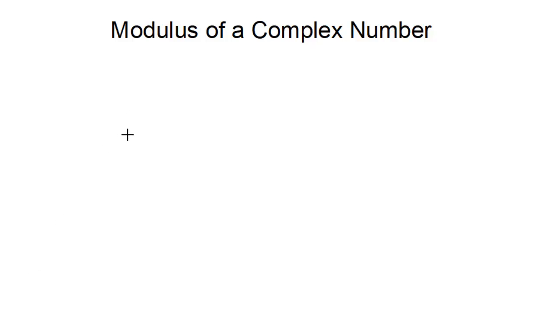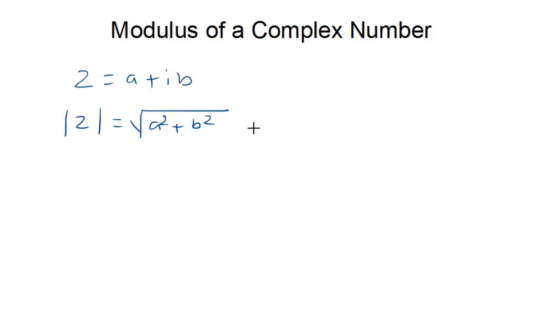Hello student, let us understand what is meant by modulus of a complex number. Let z be a complex number represented by a plus ib. Then its modulus is represented as mod of z, and its value is under root of a square plus b square. Note that modulus is always a positive number.